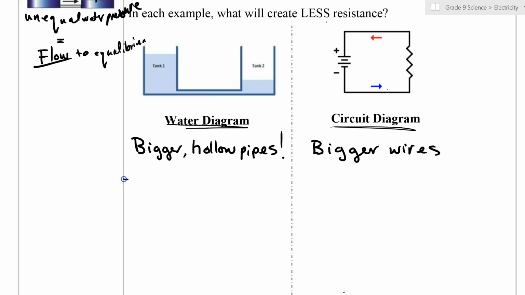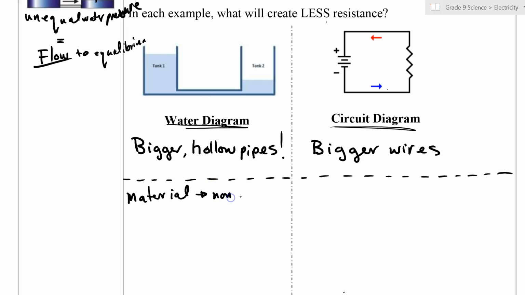So take a look at your cord that charges your phone. Take a look at the cord that charges the laptop cart. There's a bit of a difference in diameter there, and that's because there's way more power required to charge 30 laptops than one phone. Also, the material. For the water diagram, the pipes can't be absorbent. Something like metal or plastic would be best.